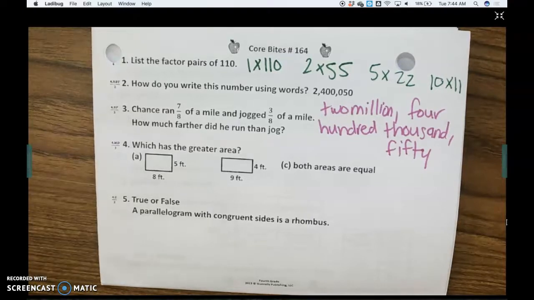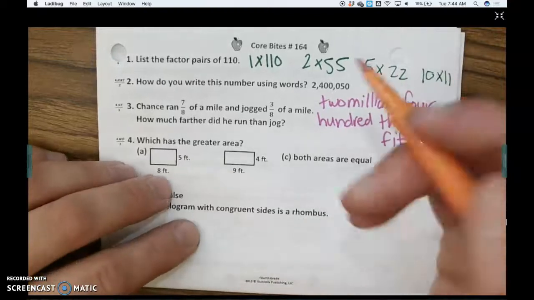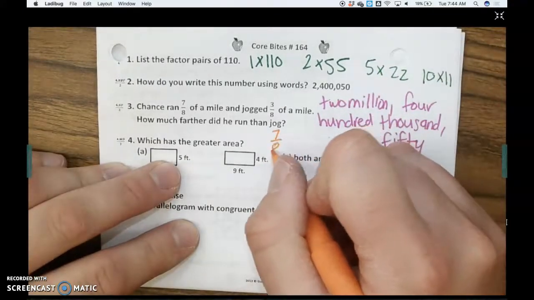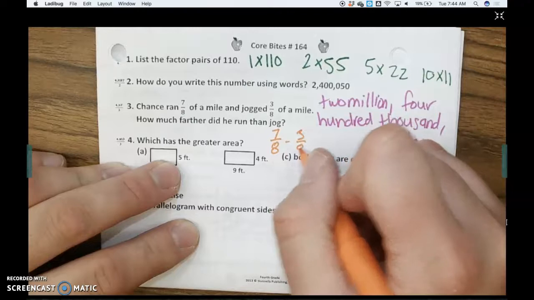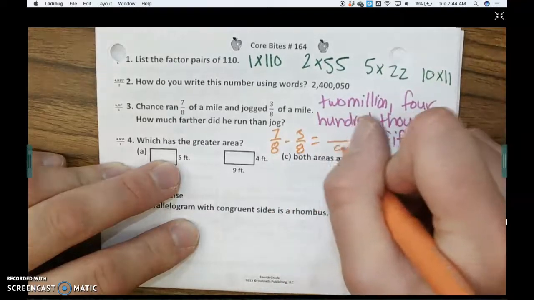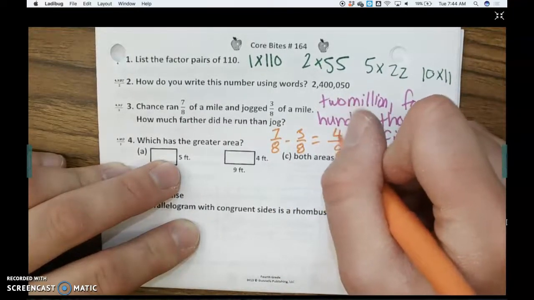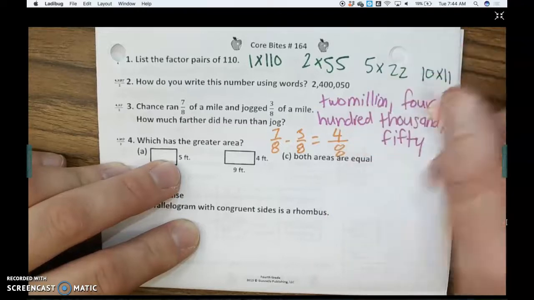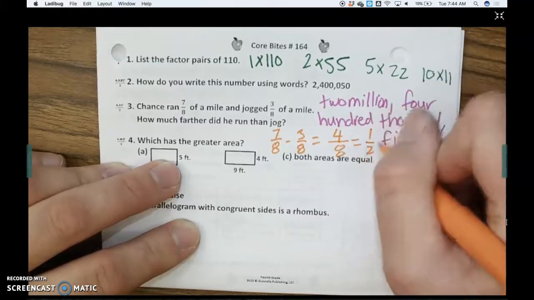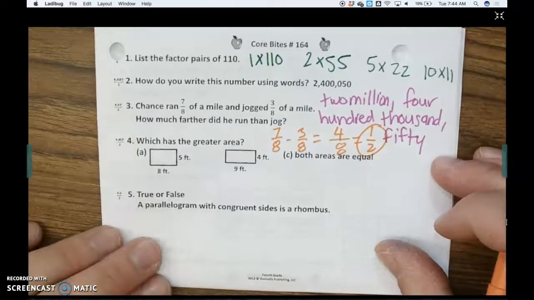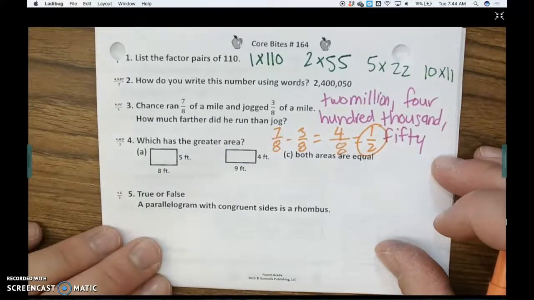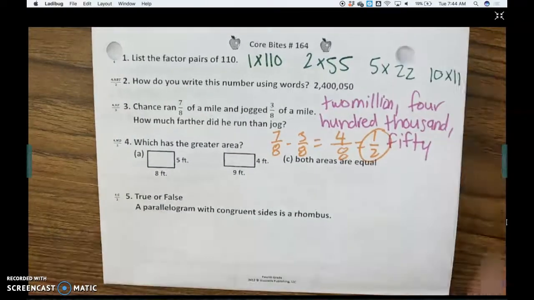For the next one, we have number 3. So this one says, Chance ran 7/8 of a mile and jogged 3/8 of a mile. How much farther did he run than jog? So you have the same denominator, so all you have to do is subtract 7/8 minus 3/8. Your denominator is still going to be 8. 7 minus 3 is 4, and you can actually simplify that to be 1/2. So he did a half more over the jogging.